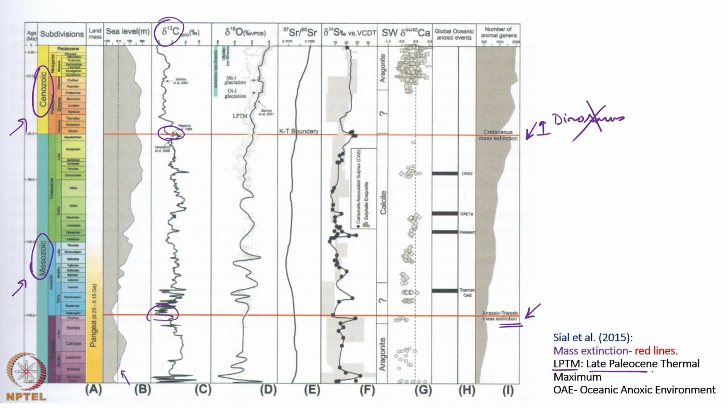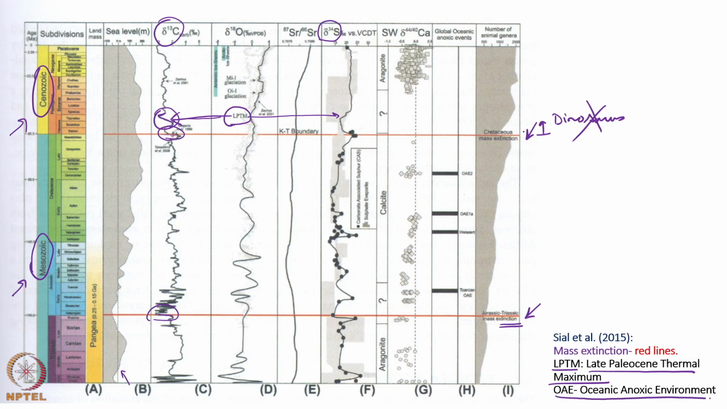LPTM is the late Paleocene thermal maximum, which is shown here. At LPTM, we find a rise of the del 34S and here a fall in the del 13C. This thermal maximum probably led to some extinction, and that is why del 13C fell down, but it was not as massive a mass extinction as the Cretaceous one.